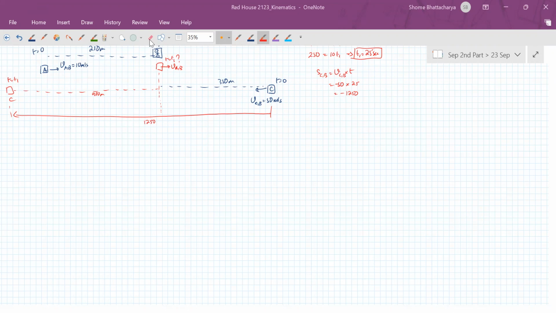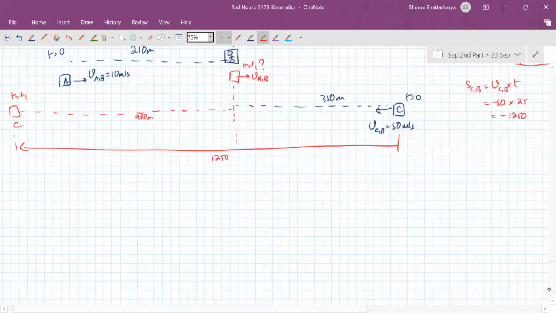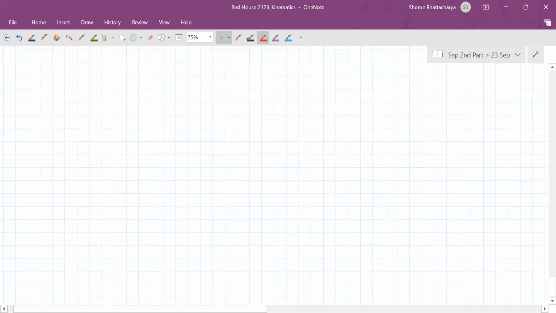Okay, so now next thing we want to find is when A and C cross each other. One convenient way to do that is to get into A's frame. So if our observer is sitting inside A, then we can see motion of B and C in A's frame.